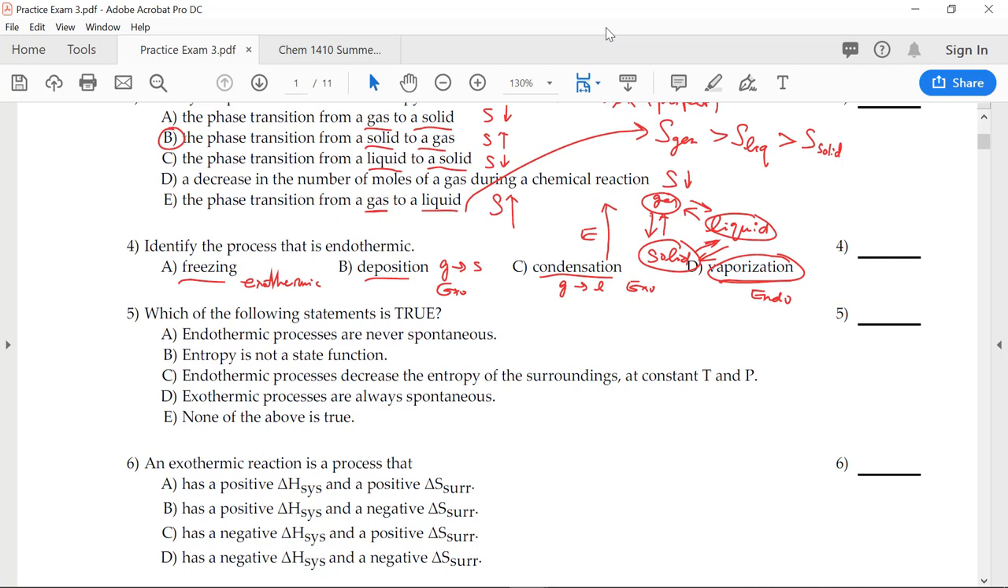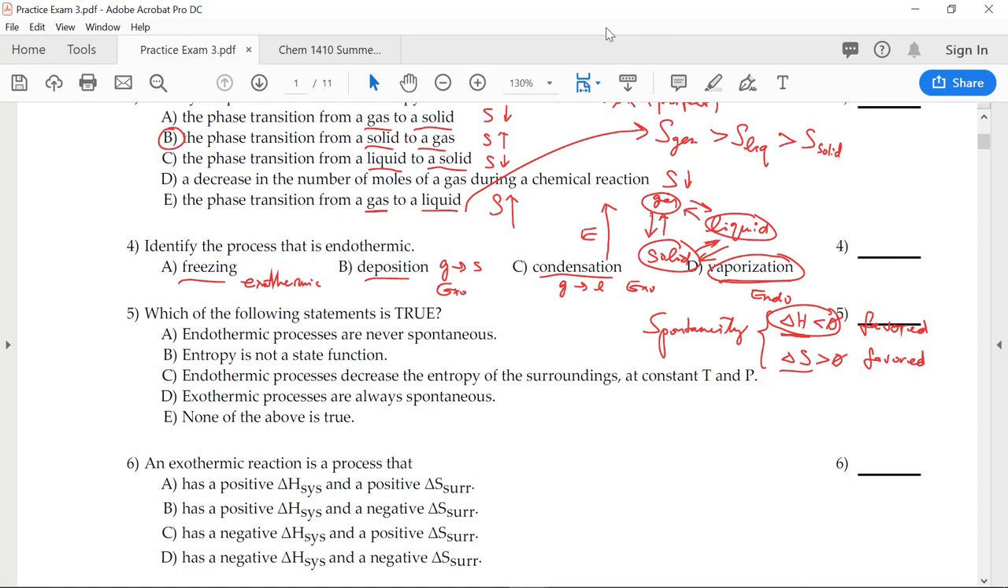Endothermic processes are never spontaneous. So basically what this question is testing is that spontaneity depends on two factors. One is delta H, one is delta S. Delta H is the enthalpy, delta S is the entropy. When a reaction releases energy, or delta H is smaller than zero, then this reaction is favored in terms of spontaneity. And when entropy increases, or when the system becomes more disordered, then this is favored. So if a reaction is exothermic, or delta H is smaller than zero, then this is favored in terms of spontaneity.